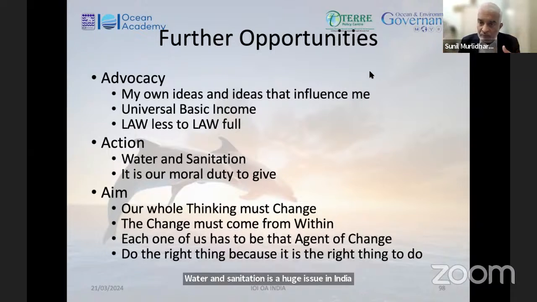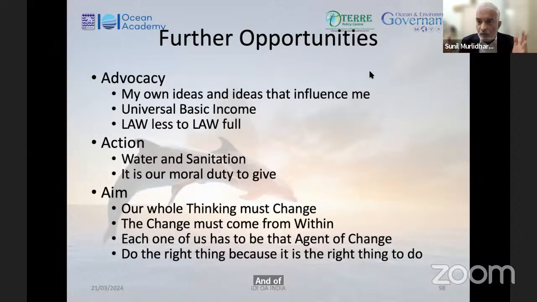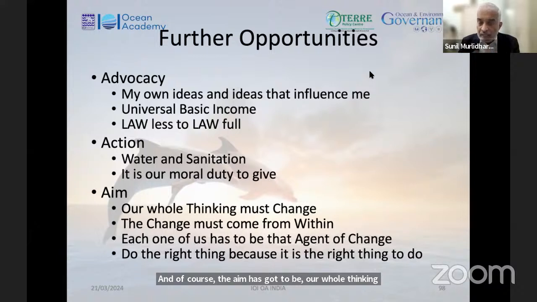And if you can give some time, some money, some volunteering, some ideas, some of your expertise for free, all of that counts in action. And of course, the aim has got to be our whole thinking must change. That's the strap line on my website. And the change has got to come from within. It's got to come from inside you, not somebody forcing you to do it.